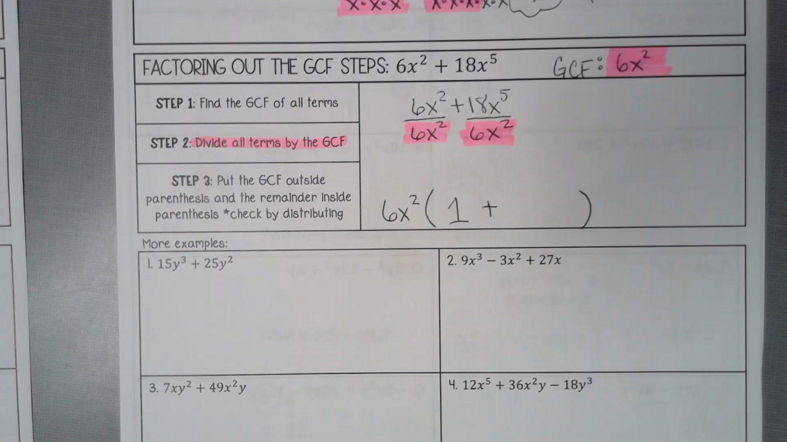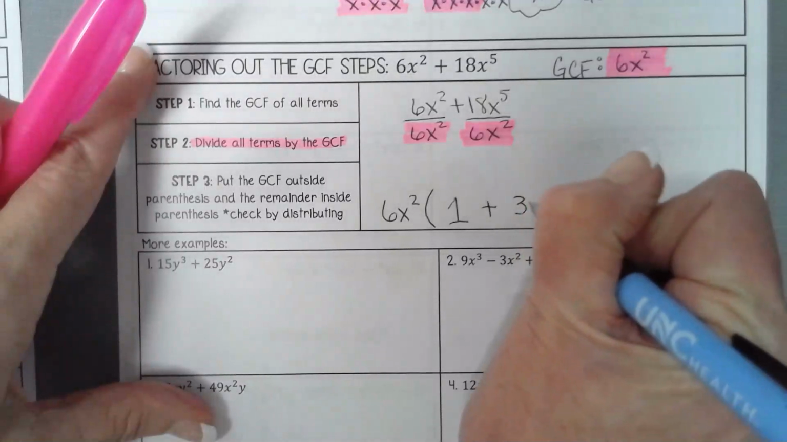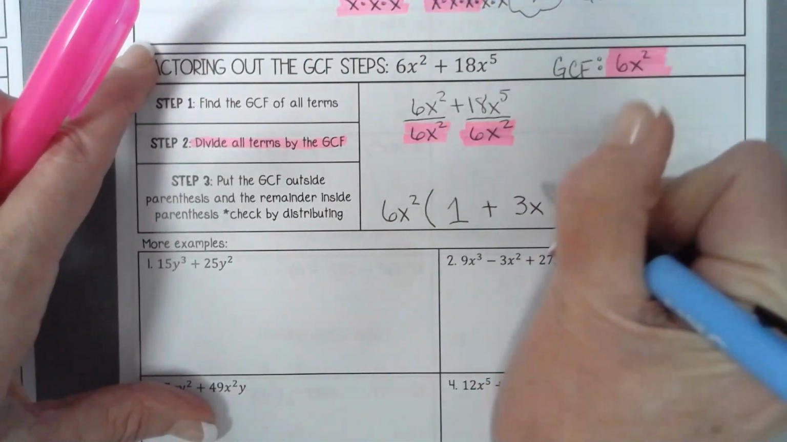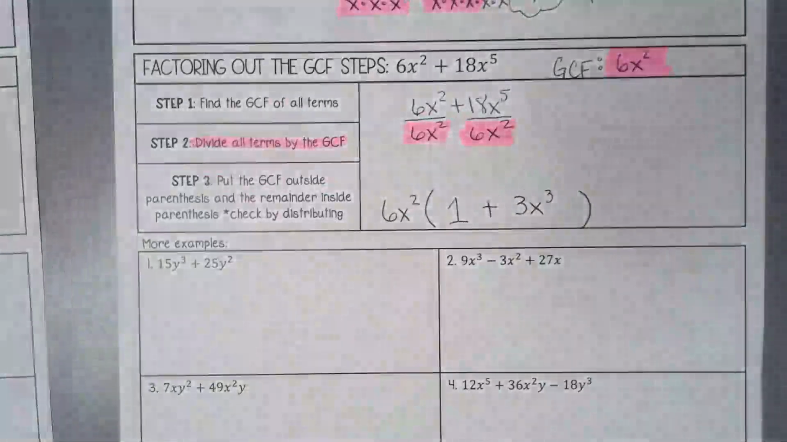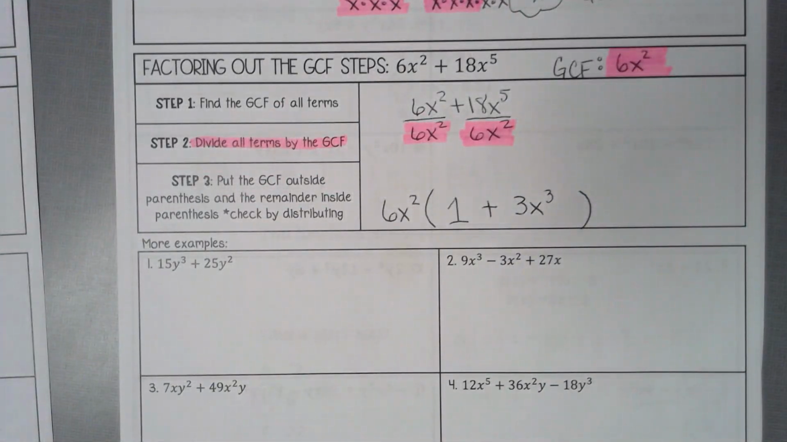Okay, now I've got a second term, so I got to have something here. So what is 18 divided by 6? 3. What did we say to do with the powers? Okay, so what goes in this is 3x cubed. I subtract powers, and I get a 3. We just factored. Okay?